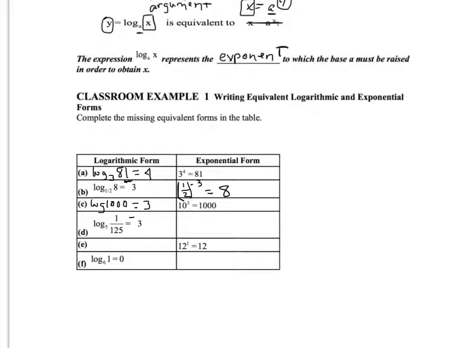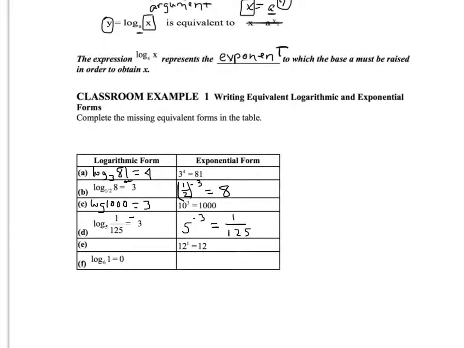Okay, one more. Let's go from log base 5 of 1 over 125 equals negative 3. Put it into exponential form. My base is 5. My exponent is negative 3. And that is equal to the fraction 1 over 125.